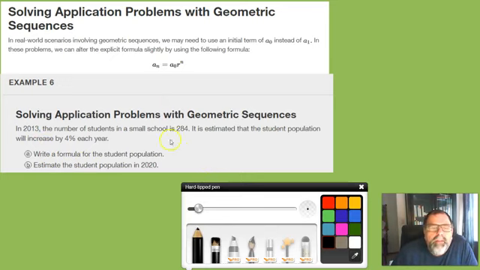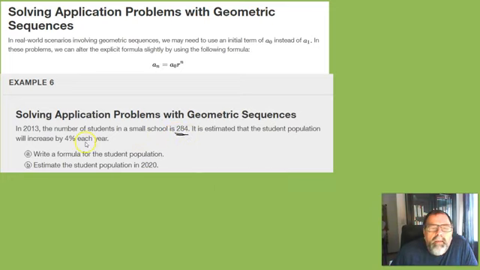So our initial value is 284, and that would be our a sub 0. And it's going to increase 4% per year. So the way we're going to write this is a sub n would be the initial value, 284, times r. Now, it's going to grow by 4%, but you have to remember it's going to be 1 plus 4%, so 1.04. That's our r per n.